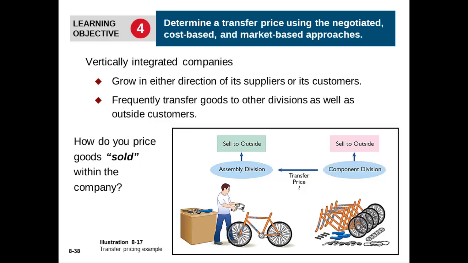In addition to customer sales, divisions within vertically integrated companies often transfer goods and services to other divisions in the company. When goods are transferred between divisions of the same company, the price used to record the transaction is the transfer price.